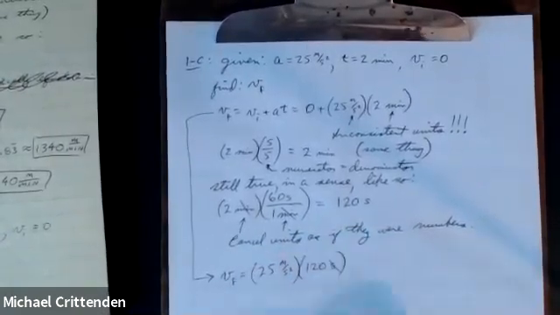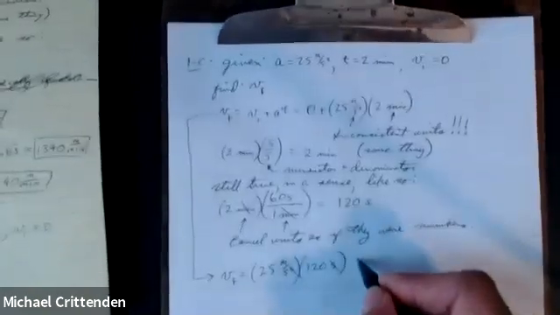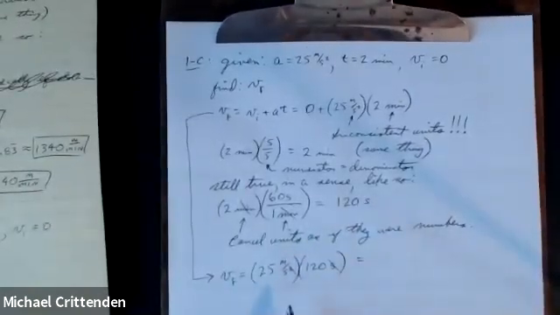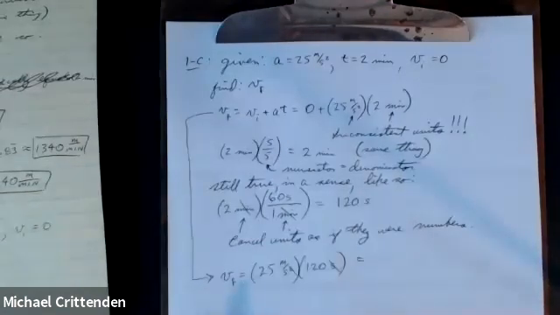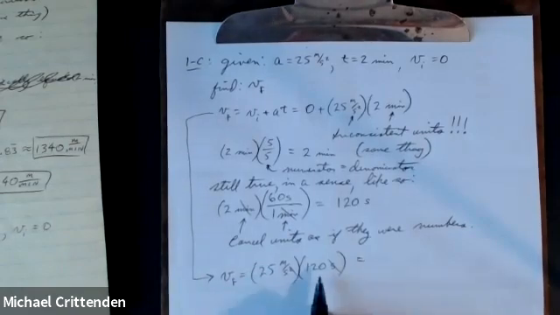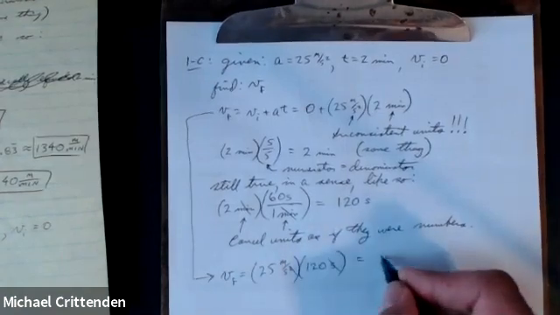I see seconds here cancels with one of the seconds there. So as far as the units, it'll come out in meters per second. The velocity has a unit of velocity on it, which is what's supposed to happen. And 25 times 120 is 3,000.